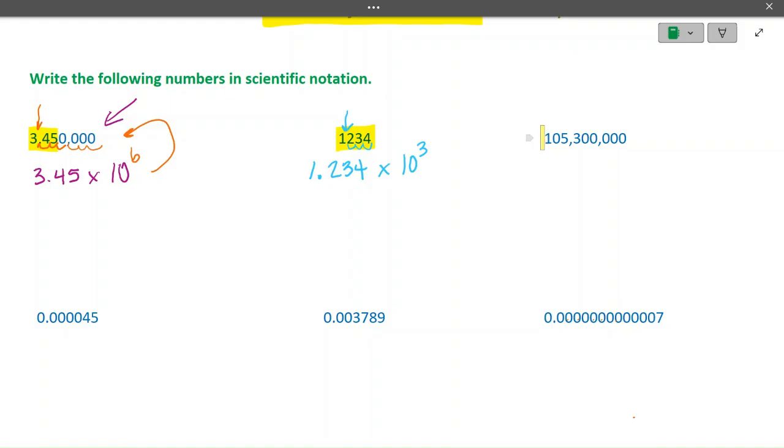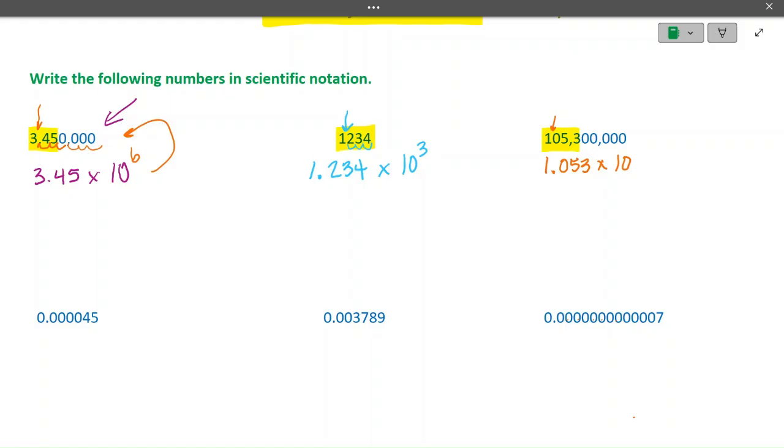We have 105,300,000. This is a tricky one because I see my first zero here, but it's trapped between non-zeros. So we actually have to go all the way to the end of my last non-zero number. I'm going to rewrite this as 1.053. You might be wondering, does it matter how many decimal places you have? No, it doesn't, because this is still a number between 1 and 10. Okay, so now we're going to multiply this by 10. Our decimal place would be right here.